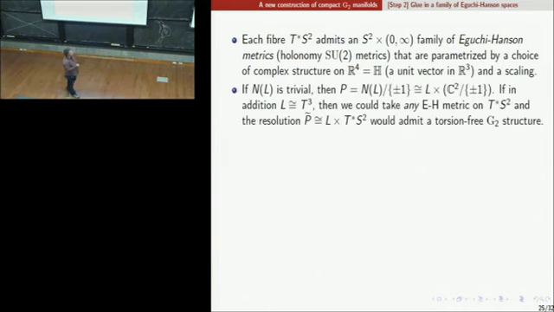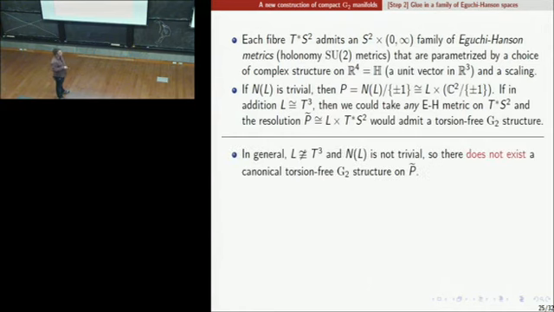Okay? Now, if this normal bundle was trivial, which it will not be in general, and if the special Lagrangian was a torus, which it will not be in general, then it turns out we can just choose any Eguchi-Hanson metric on T star of S2, and our resolution, P tilde, would have a torsion-free G2 structure, because we can take one at a point and it'll be constant, just move it around. But this is not going to happen, because the L will not be a torus usually, and the normal bundle will not be trivial. So there is no canonical torsion-free G2 structure on the resolution.